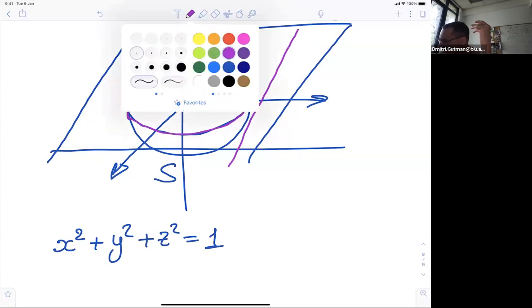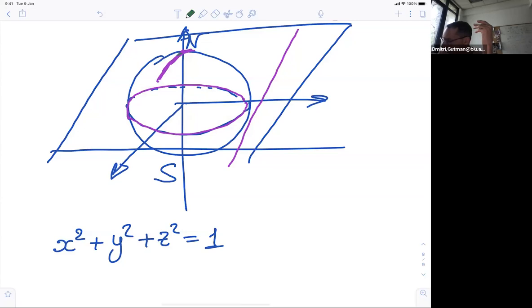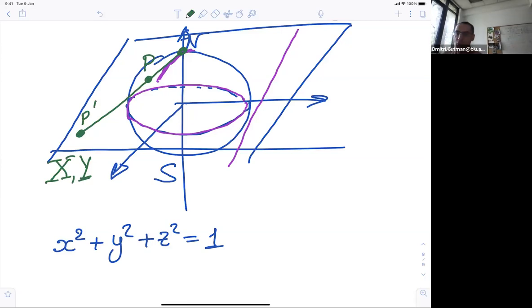Let me use a different color. I'm going to take a point on the sphere, from the northern pole, and pass it through the plane, so the point P on the sphere will become P prime on the complex plane. Let me use capital X and Y to denote the coordinates of the point P prime on the complex plane. So P prime has coordinates X capital, Y capital. And I reserve small letters x, y, and z for the points on the sphere, seen as a three-dimensional object. Is it okay?